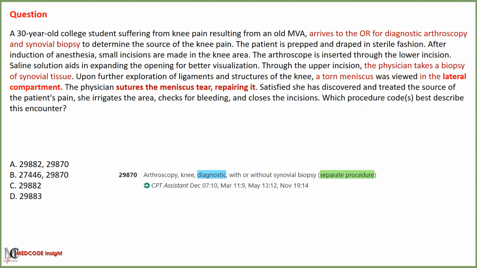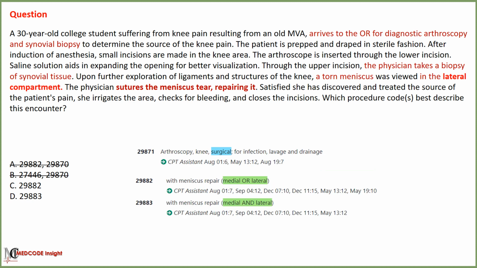In the given scenario, after performing diagnostic arthroscopy and synovial biopsy, the meniscus tear in the lateral compartment was sutured and repaired. This means that the meniscus repair was done. First, we will eliminate option A and B with code 29,870 used for the arthroscopic diagnosis, as the arthroscopic diagnosis was converted into a surgical arthroscopic procedure.